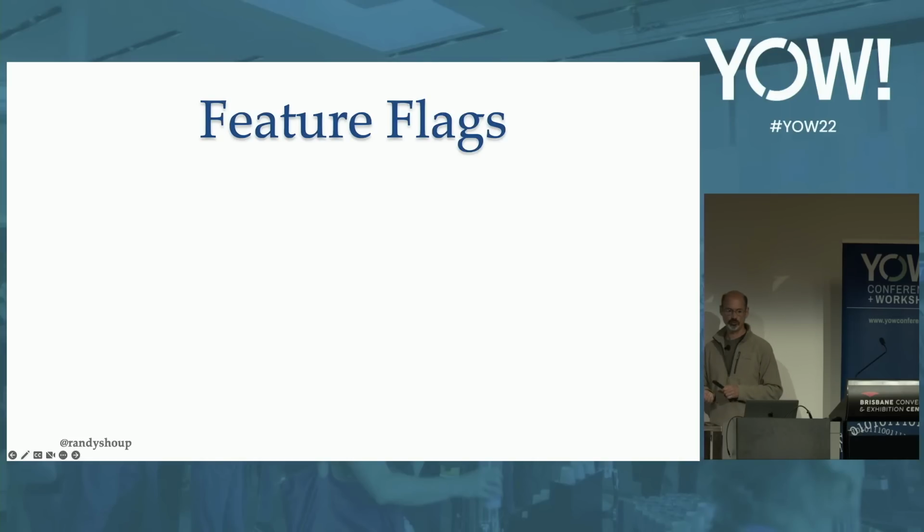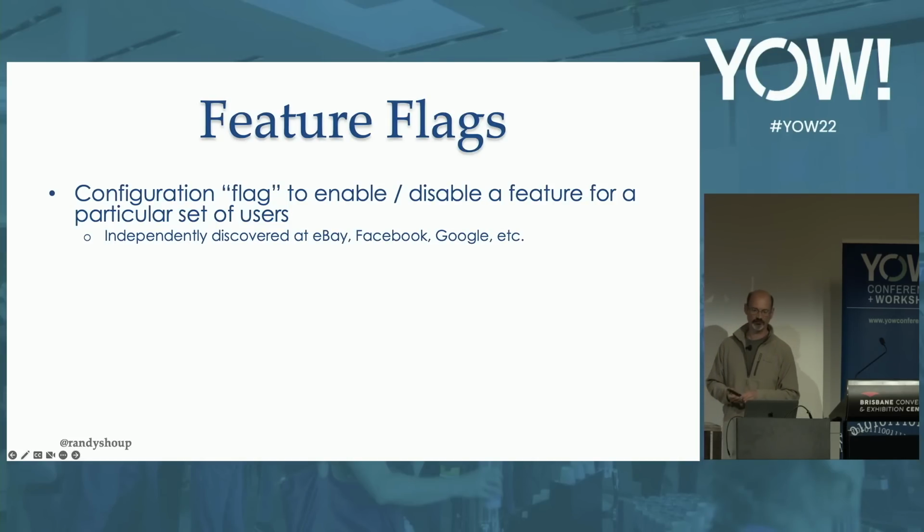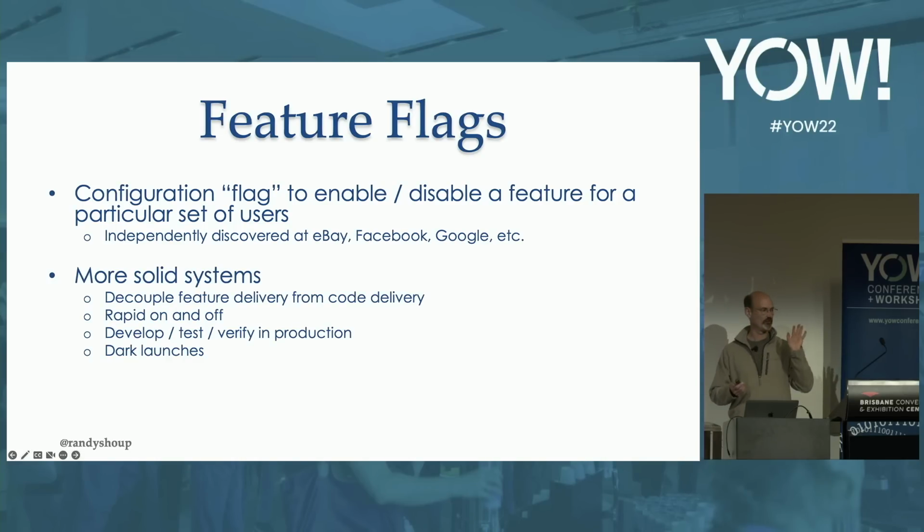The last idea that I would want to add here is feature flags. As we all know, it's the capability of adding a configuration flag to enable or disable a feature for a particular set of users. And it's been around for many, many years, of course. Now we can buy them as third-party services, which is great. And again, it's another tool in our toolbox to have us develop more solid systems. So we can decouple code delivery from feature delivery. We can rapidly turn things on and off for either business reasons or operational reasons, et cetera.